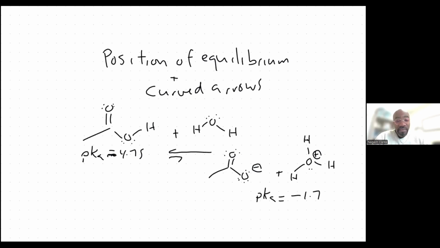That's why acetic acid is a weak acid. When it reacts with water, which is how we measure pKa, it doesn't favor a lot of hydronium formation. It actually favors keeping the acid intact versus losing its hydrogen. So that's how we can determine what direction my equilibrium is going to favor, and we can do our curved arrows.